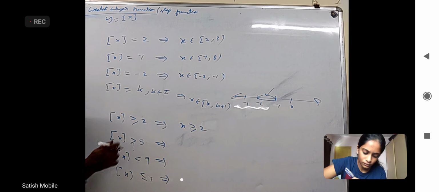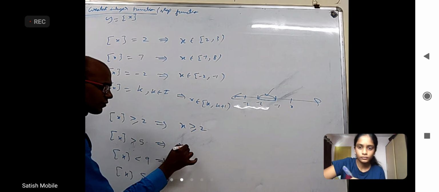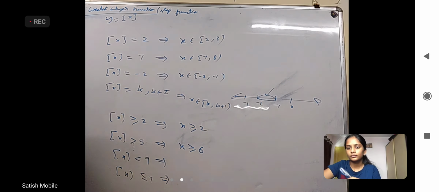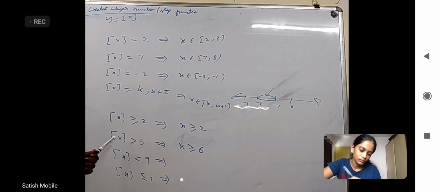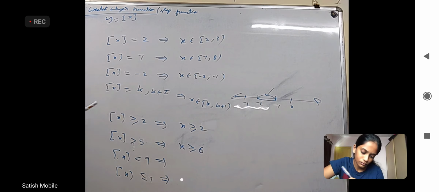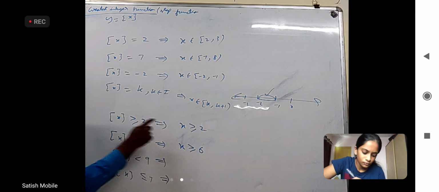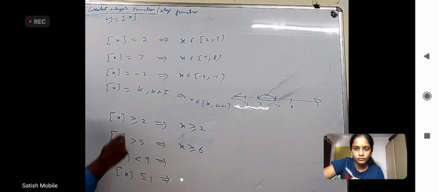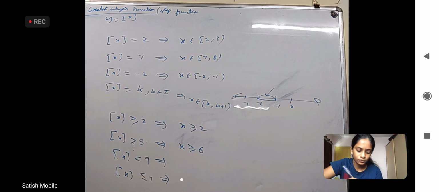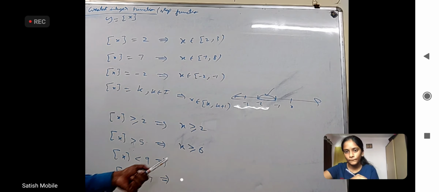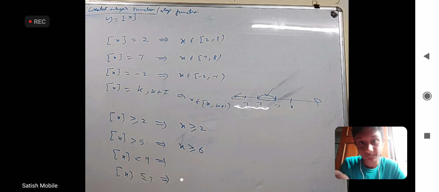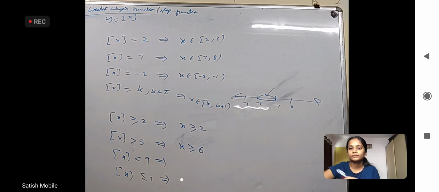So the solution for this is not x greater than 5, it should be x greater than or equal to 6. If you take 6, the integer part will be 6. You take anything more than 6, 6.1, 6.2, it will be 6. Next 7, next 8. So this one is not like the earlier one. Is everybody fine with this? Okay.